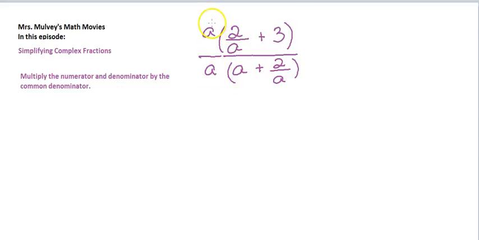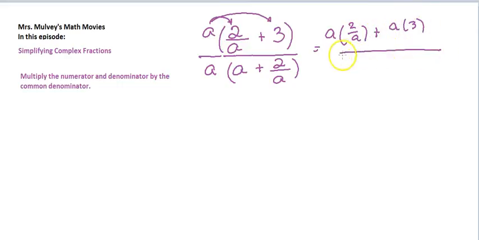And so what happens is I need to now distribute this. I have the a times the 2 over a, plus the a gets distributed here as well, a times 3. In the denominator, I also distribute. That gets me a times a.